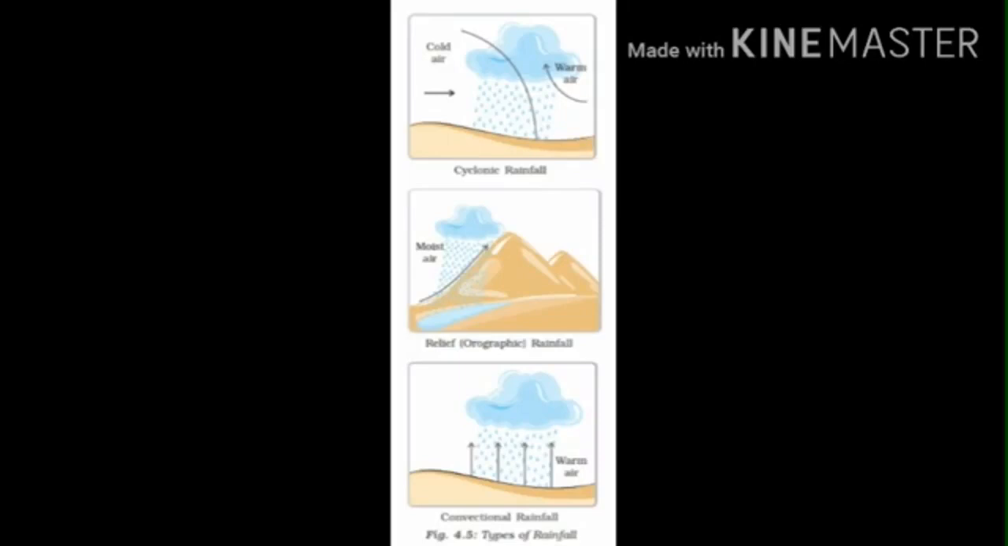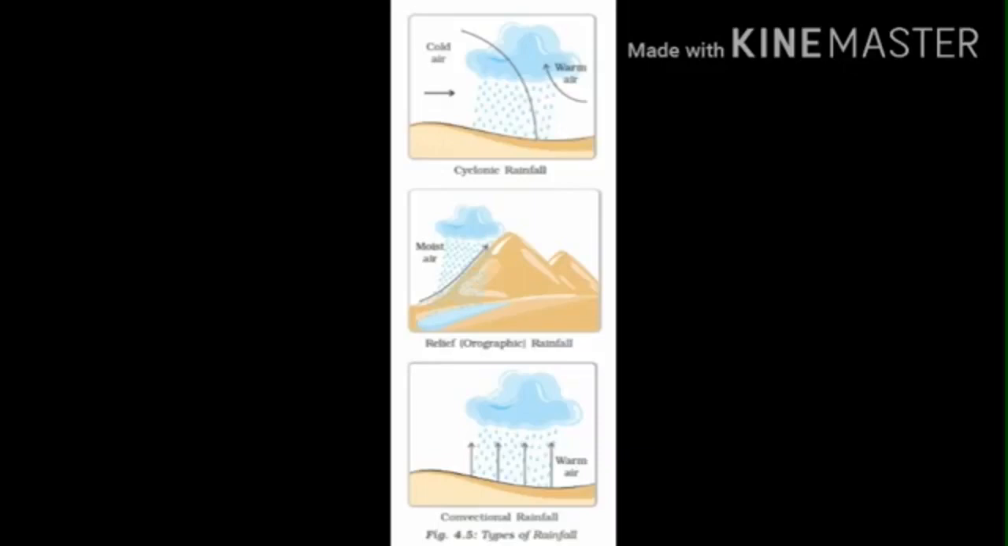Clear, children? Next one is cyclonic rainfall. What is meant by cyclonic rainfall? When warm and cold air have different densities, they don't mix. In this case, the warm air rises up due to its light weight, while the cold air remains near the surface. Cyclonic rainfall is also known as frontal rainfall. Clear, children?